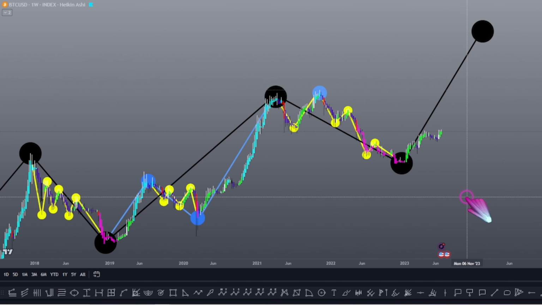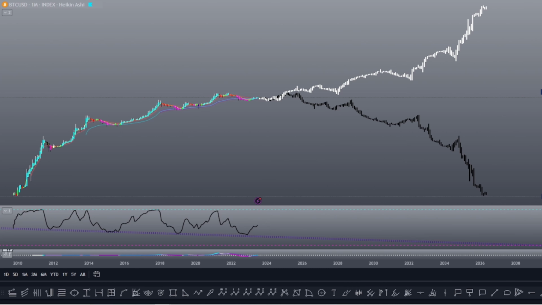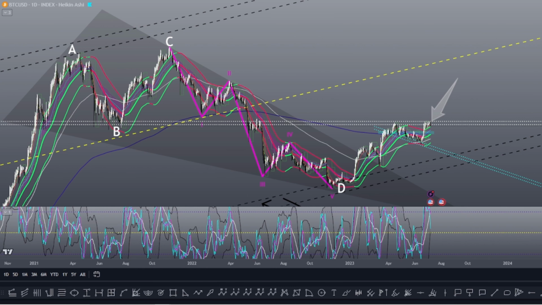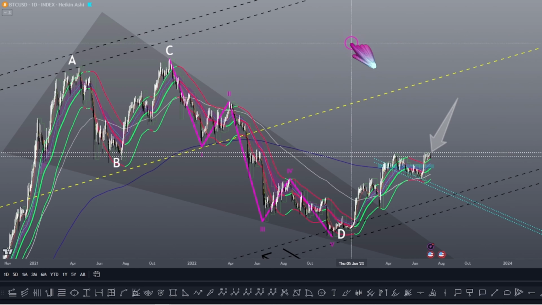Bare minimum, I think it's still possible we could see a test down to 20,000. That brings me to this chart right here. What we see with the black shadow in the back is our macro falling wedge of this bear market. It's an A, B, C, D pattern towards the downside. We can break C to D into a bearish, or technically a bullish, impulse wave.